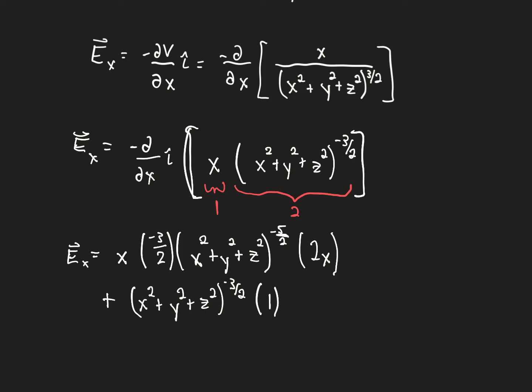And what direction does all of this go? It's Ex. So what direction is it going? I have i hat, because that's the x direction. Did I just lose a negative? I did lose a negative. Put a negative right out front.